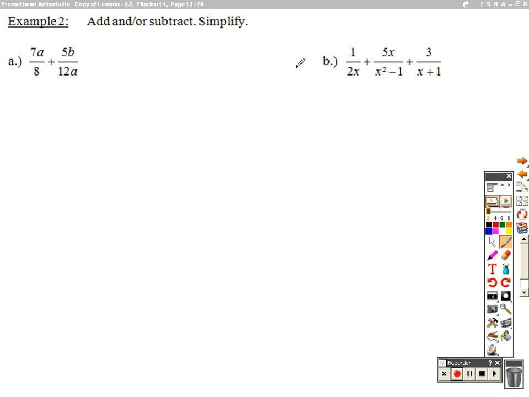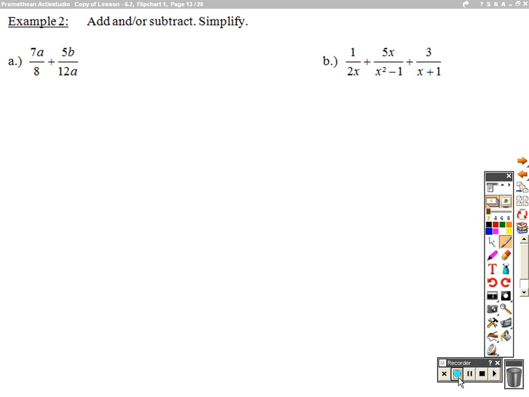Step 3 is to make all of these denominators look like my LCD. So this 2x is missing an x plus 1 times x minus 1, so I'm going to multiply top and bottom by x plus 1 times x minus 1. My second denominator is missing a 2x, so I'm going to multiply top and bottom by 2x. And my third denominator just has an x plus 1, so I still need a 2x and an x minus 1, top and bottom.